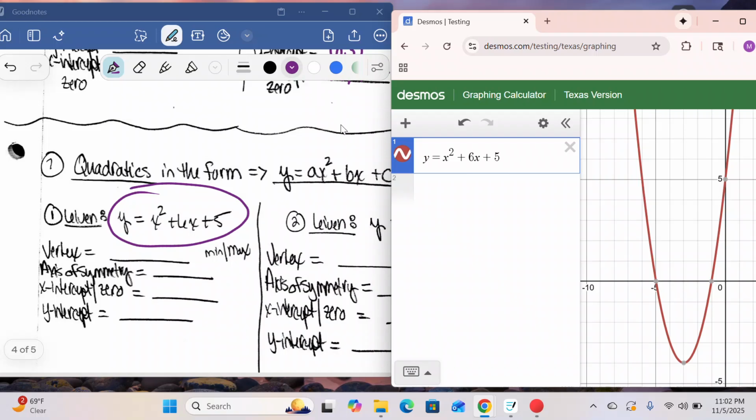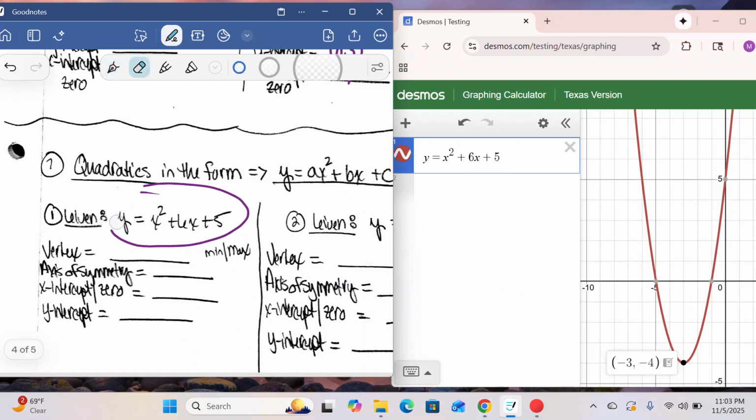We have our vertex. All we have to do is click on the vertex, and it is -3 comma -4. And I'm going to erase it and clean this up so it can look nice. So my first question is, what is my vertex? Well, it's right there given to you. Desmos did all the work for you: -3 comma -4. Question: is it a minimum or maximum? Is it on the floor? Is it way up in the mountain? Well, it's on the floor, and it's called a minimum.